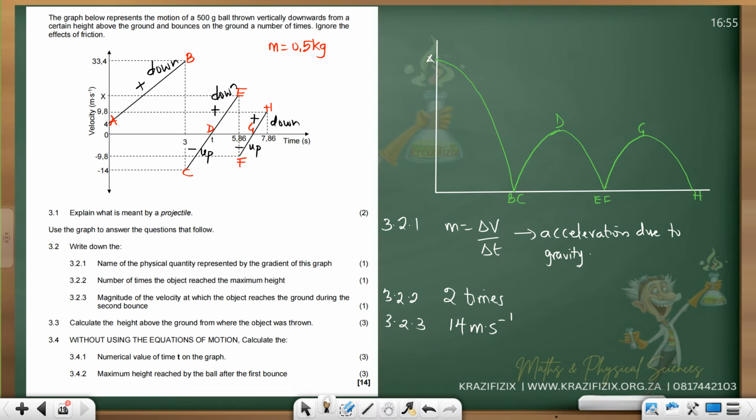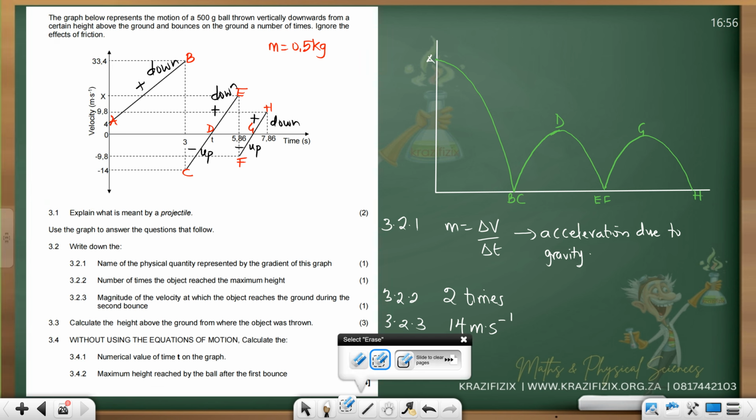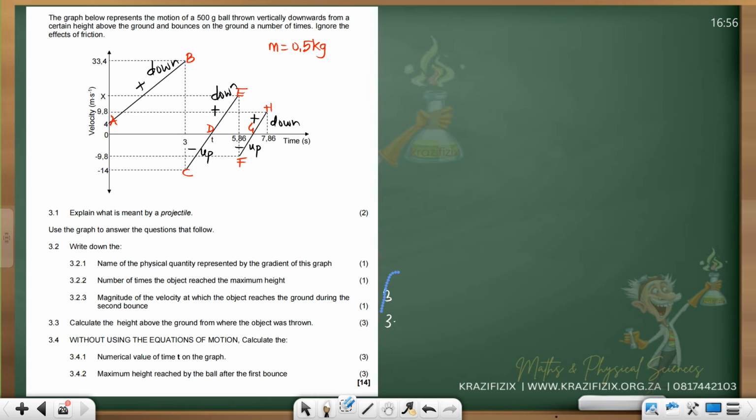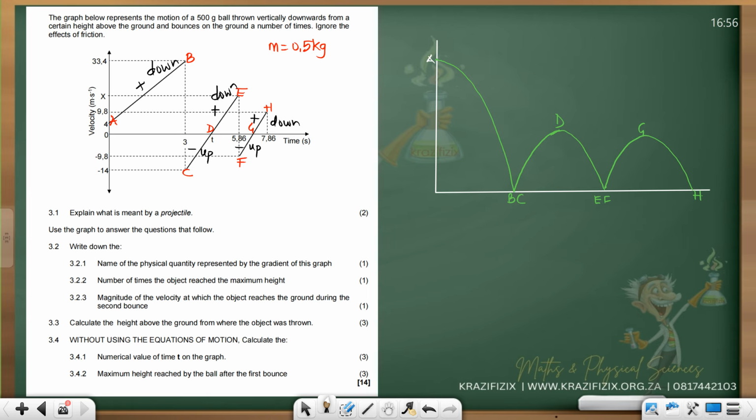Calculate the height above the ground from which the object was thrown. What did you do? Okay, let's make a list of what we have. So what are we looking for? We're looking for point A. What can you tell me? Down as positive, we have the initial velocity at point A as 4. What else? We have final velocity at B as 33,4. What else? Time, 3 seconds. I think we're done. We don't even need acceleration, but we can use it.